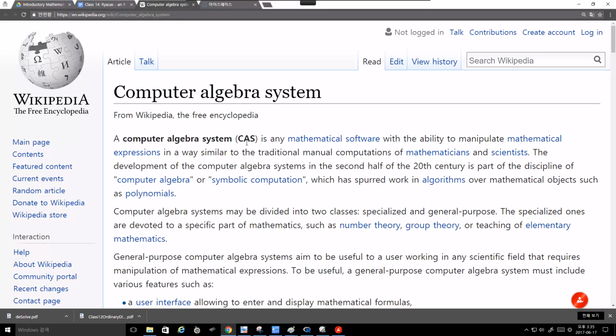A computer algebra system, CAS, is any mathematical software with the ability to manipulate mathematical expressions in a way similar to the traditional manual hand computation of mathematicians and scientists. So it is very convenient. It solves problems as if you are using pen, pencil, and paper. You will understand better what I mean once we take a look at the examples.